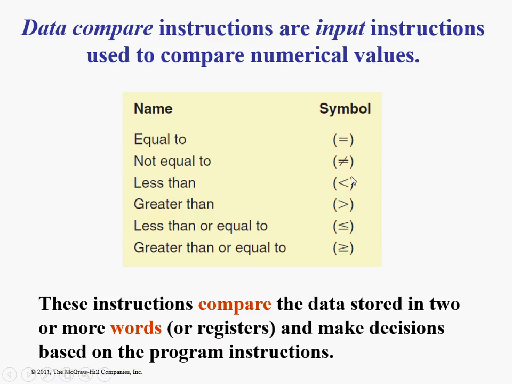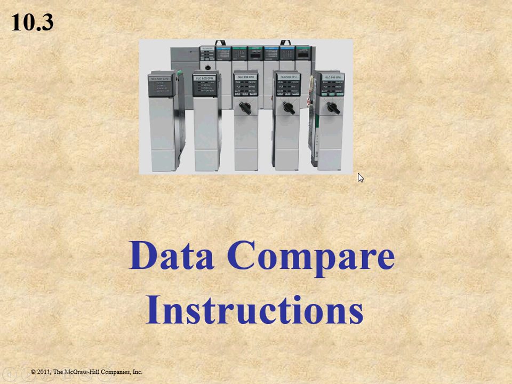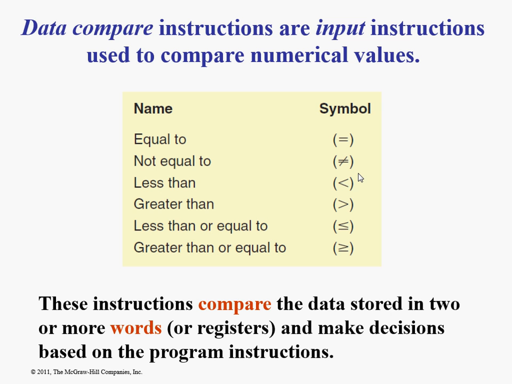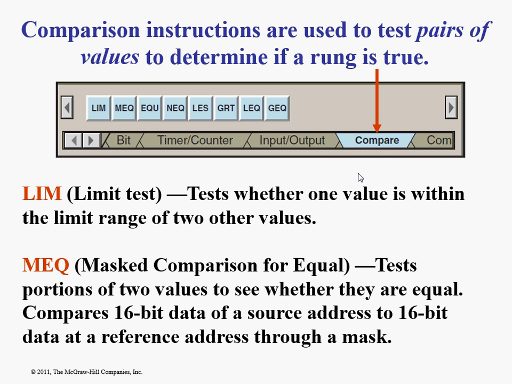Data compare instructions. We can compare data and make a decision based on it. Anybody remember those symbols? Equal to, greater than or less than or equal to. So there are compare instructions. Then we can also check for a range. A limit, LIM. We can check for a limit instruction. We can test a range of numbers and see if it falls in the limit.